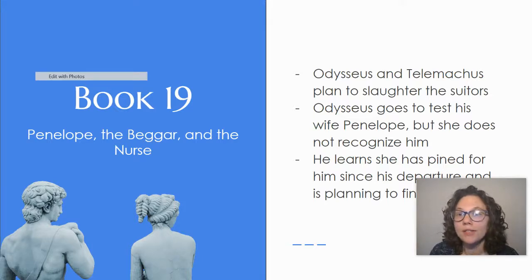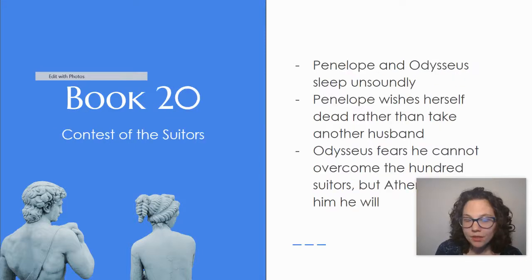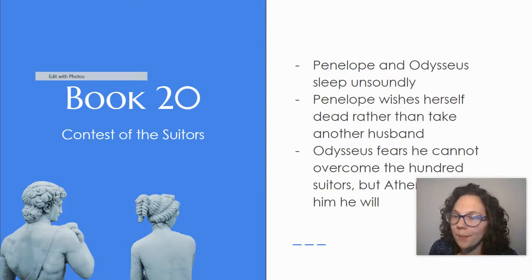So Odysseus and Telemachus are planning to slaughter these suitors. What ends up happening is Penelope and Odysseus go to bed, so she's thinking he's just a beggar. She actually gives him a lot of hospitality. She offers to give him his own room with his own bed, but he decides to sleep on the floor. And so they both have terrible sleep that night.